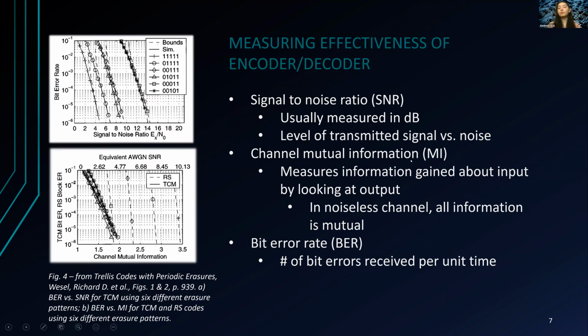The channel mutual information is a little bit more technical, but it basically measures the information gained about the input by looking at the output. In a noiseless channel, where there is no noise present, so presumably you don't really have errors, all information is mutual because the input and the output should be the same. Finally, we can look at the bit error rate, which is just the number of bit errors received per unit time.